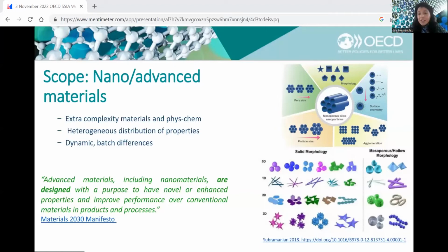And do we have the right test methods to assess them? And if you look at it, the working description and definition of advanced materials, including nanomaterials, are designed with a purpose to have novel or enhanced properties and improve performance over conventional materials in products and processes. So as you can see, these novel and enhanced properties, we ask the question, do we expect impacts from this?